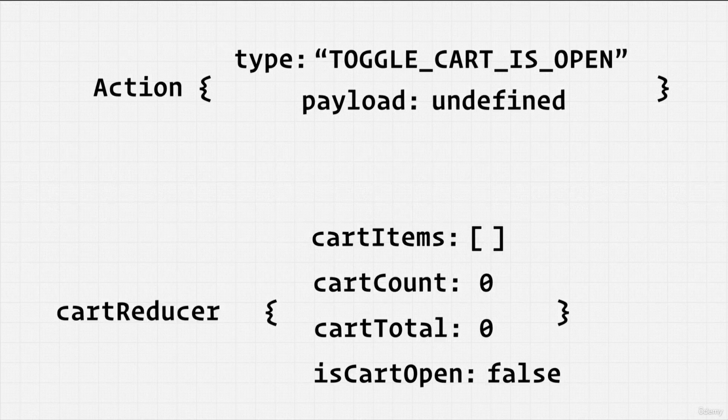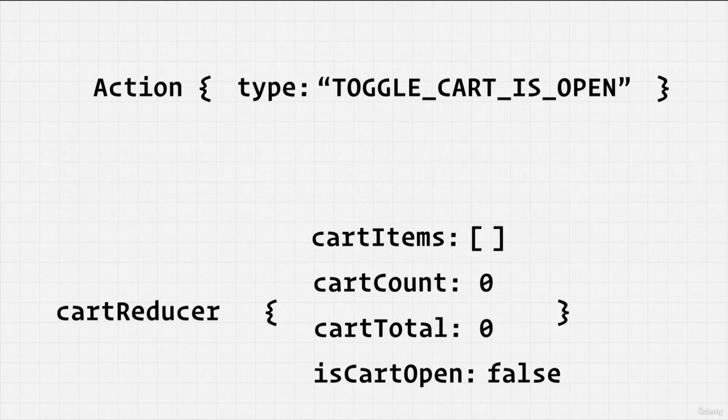That's a string. There is, again, an optional payload, but because we're toggling a value, we're using the previous value and switching it to the opposite value. So if it's false, it's true. If it's true, it's false. So payload doesn't matter here. We don't actually need a payload to toggle anything. So because payload isn't defined, we don't need to pass it. It's just an action with a type of string toggle cart is open.